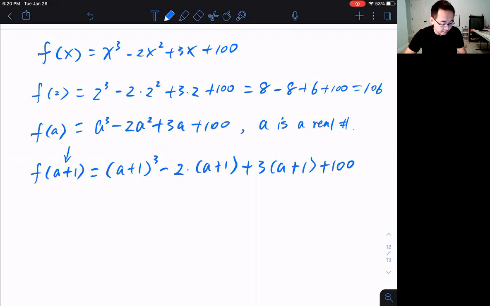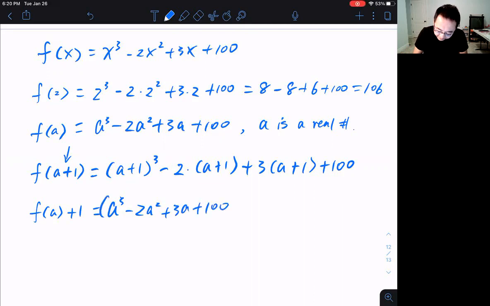Okay, and now what if you have f of a, plus 1 like this? Well, then that would just simply be a cubed minus 2a squared plus 3a plus 100. That's your f, then plus 1. Okay, so at the end, instead of 100, you'll get 101.